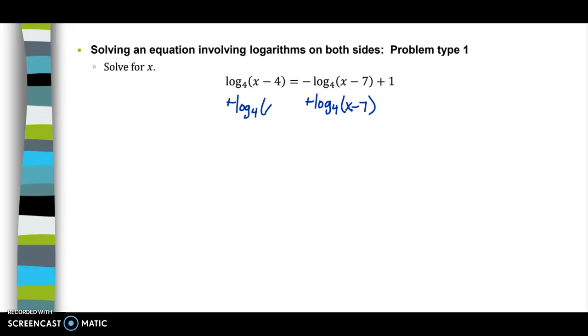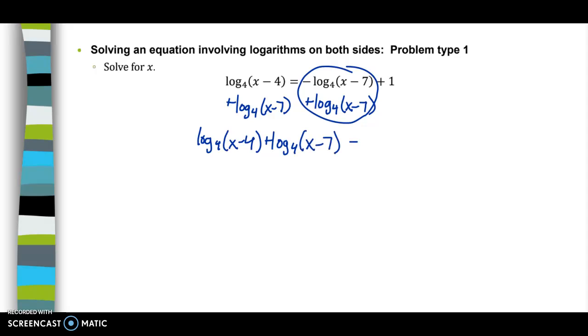Now what did that accomplish? Well, this becomes 0, right? So we get log base 4 of x minus 4 plus log base 4 of x minus 7 is equal to 1.